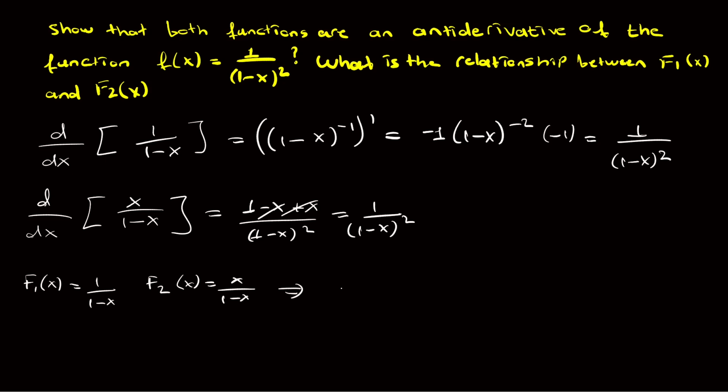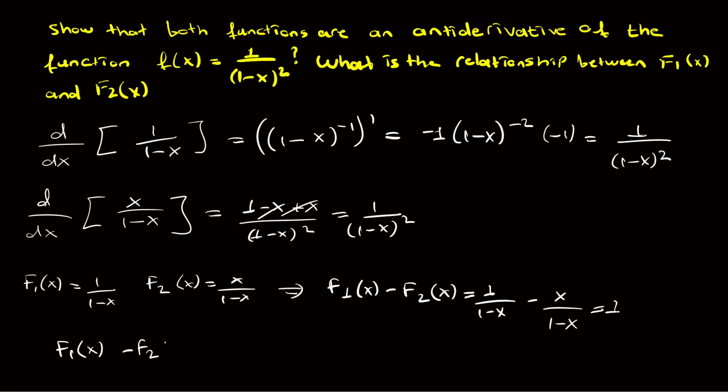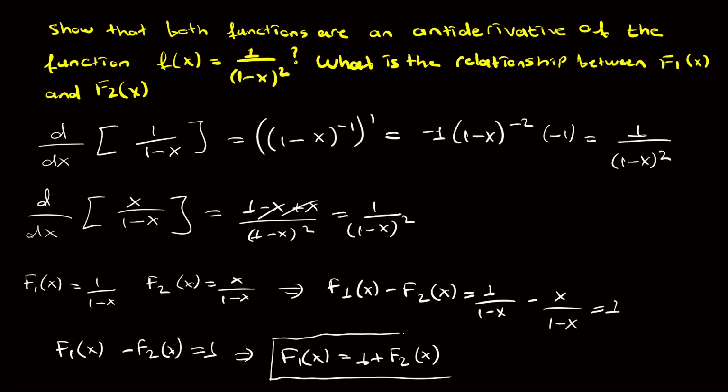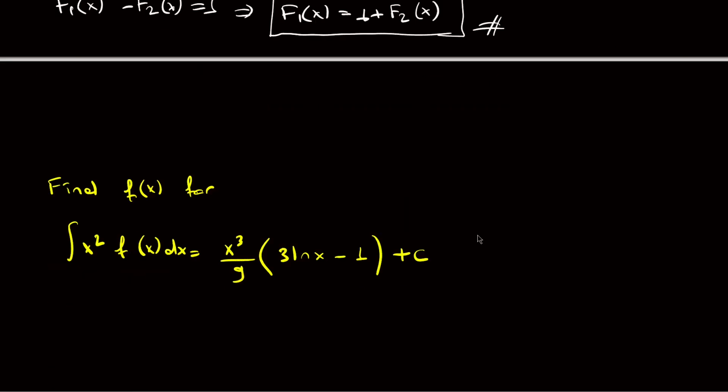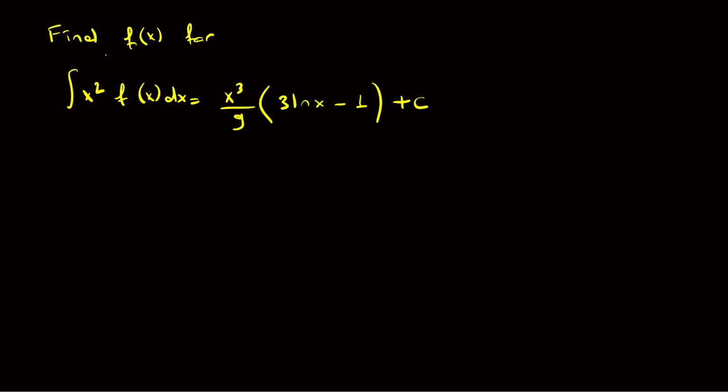How can we do that? Let's do f1 of x minus f2 of x, which is equal to 1 over 1 minus x, minus x over 1 minus x, which is equal to 1. So f1 of x minus f2 of x is equal to 1. You can say f1 of x is equal to 1 plus f2 of x, the relationship between the two functions. I think this is a really nice problem in this topic. Hope that we could manage to explain.